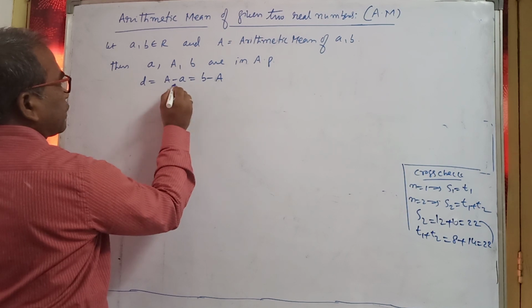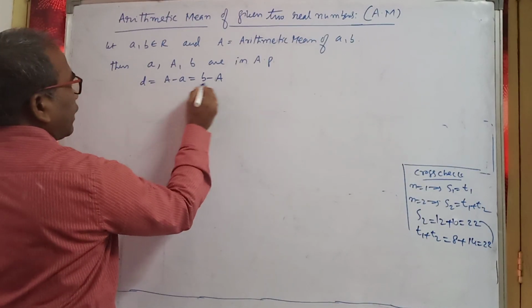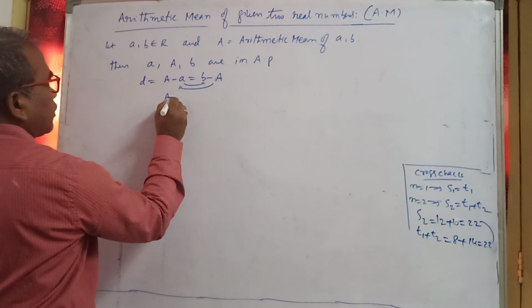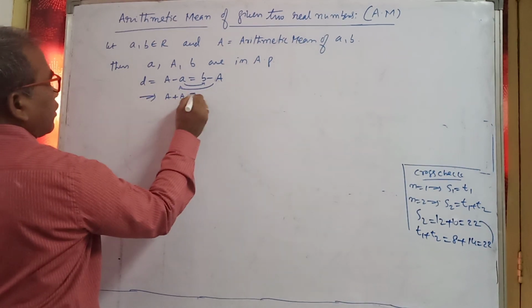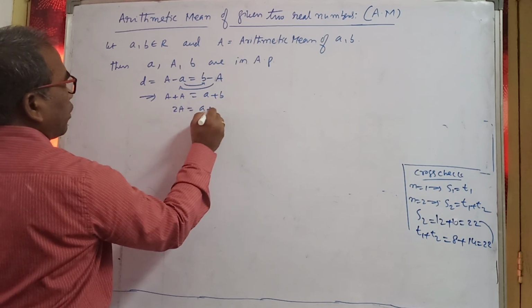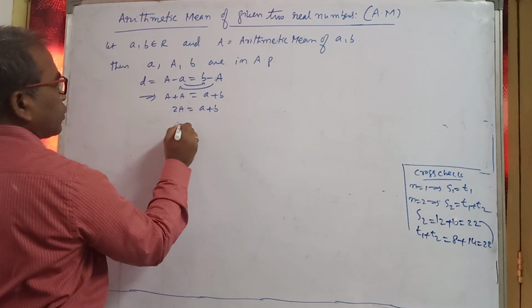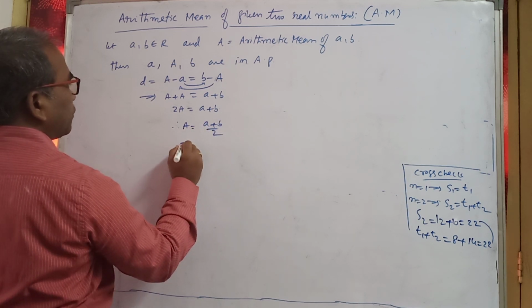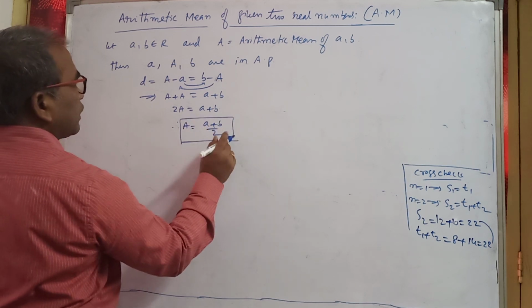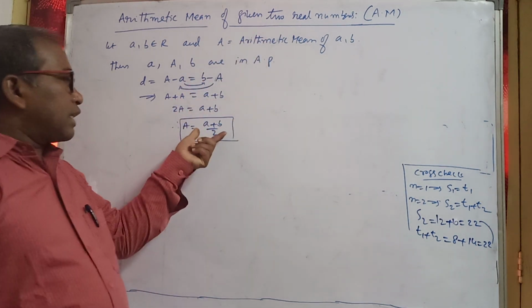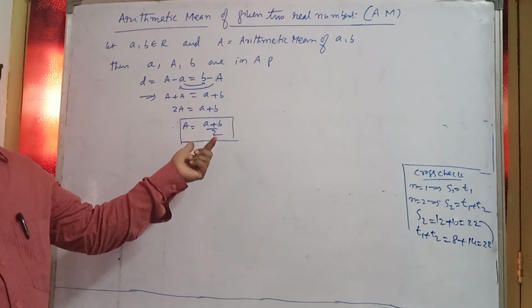When you simplify this equation, you are getting: take A this side, take b this side. So A plus A is equal to a plus b. So 2A is equal to a plus b. So finally A is equal to (a plus b) by 2. So this is the formula. The arithmetic mean of two real numbers is nothing but the average of two numbers.